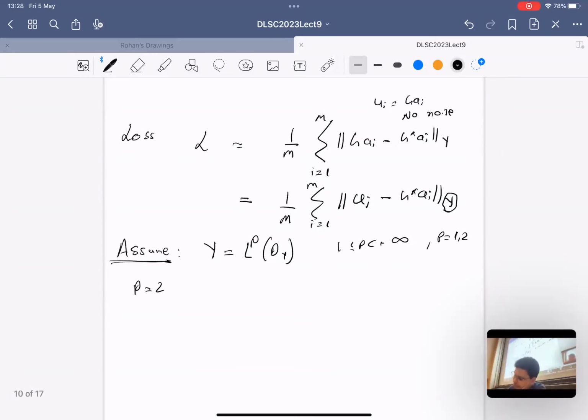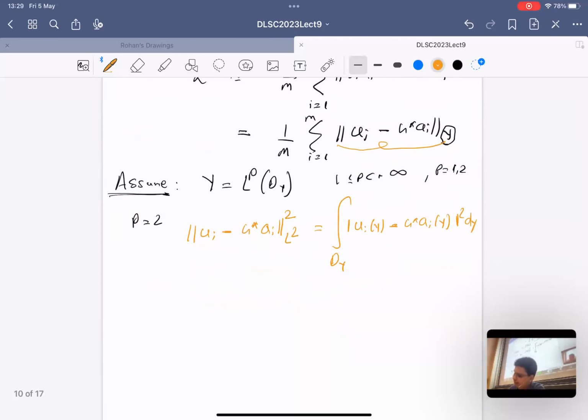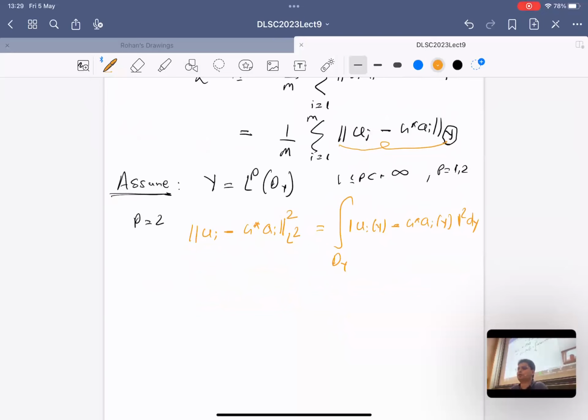So now let us look at this quantity here. What is this quantity? Let's write it here. It is ui for a fixed i, because i is the sum here, minus G star of ai in, what is it? L2, for instance. Let me square it so that everything is easy. And so then it is an integral over dy of ui of y minus G star of ai of y, squared, dy, right? So this is my definition of an L2 norm. And then of course I can't compute these integrals exactly. So here I have to use some additional quadrature.